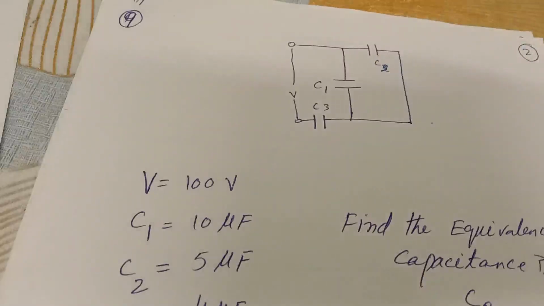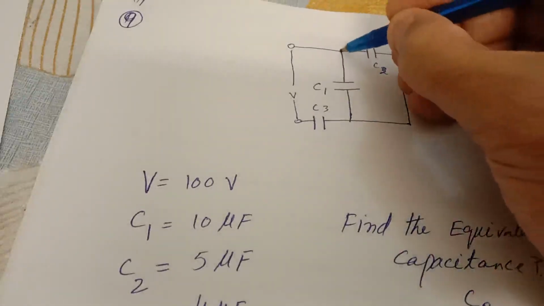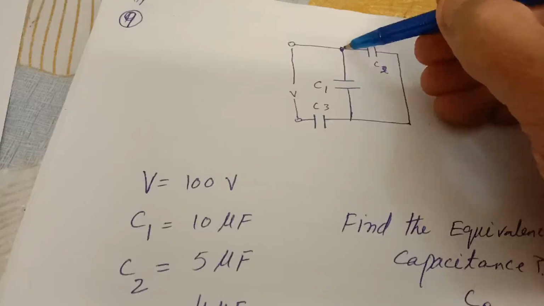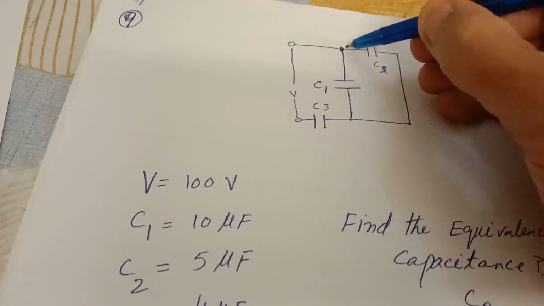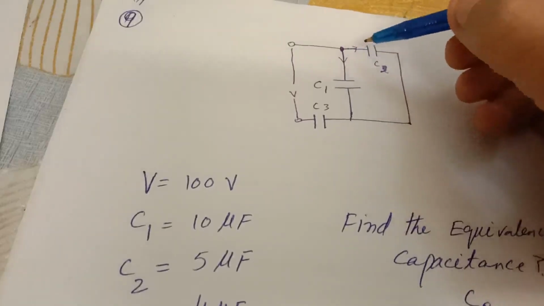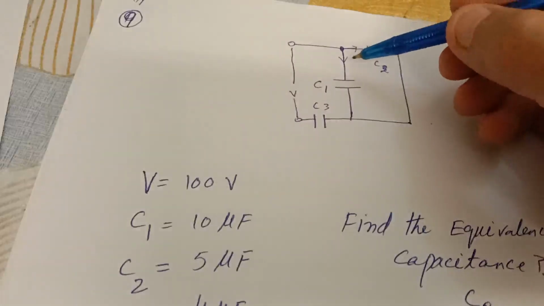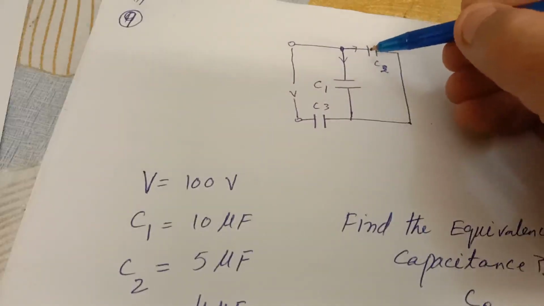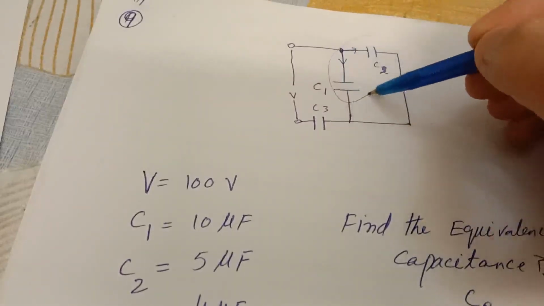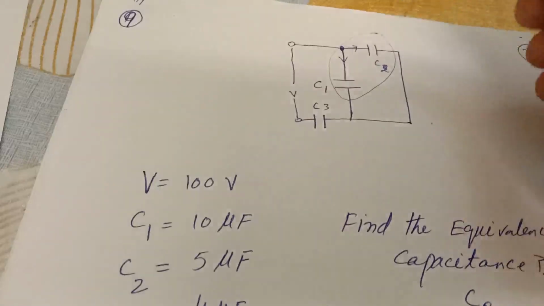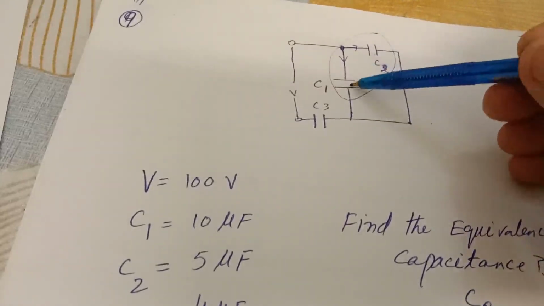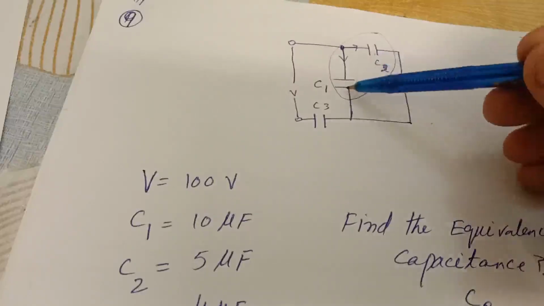Now look here. If we check this node, the charge will have two ways to go, one path and a second path. Because the charge has two paths, or more than one path, to travel, these two capacitors C2 and C1 are in parallel. So we can replace these two capacitors with a capacitor whose equivalent capacitance is the sum of these two capacitors, because when two capacitors are in parallel, their equivalent capacitance is their sum.